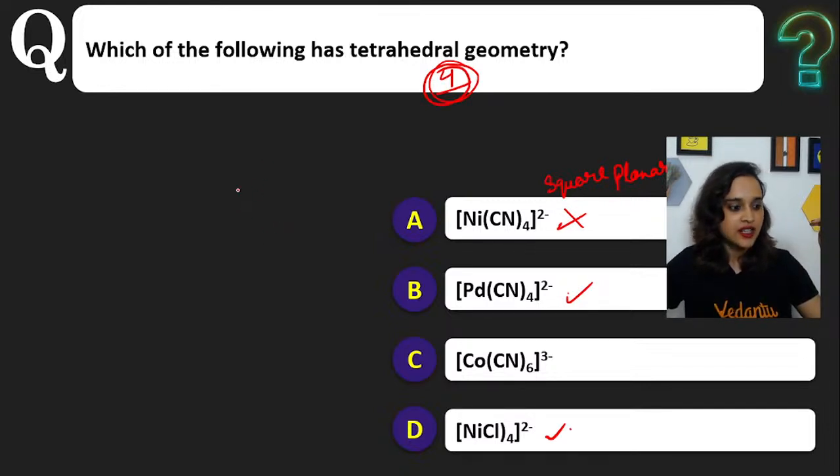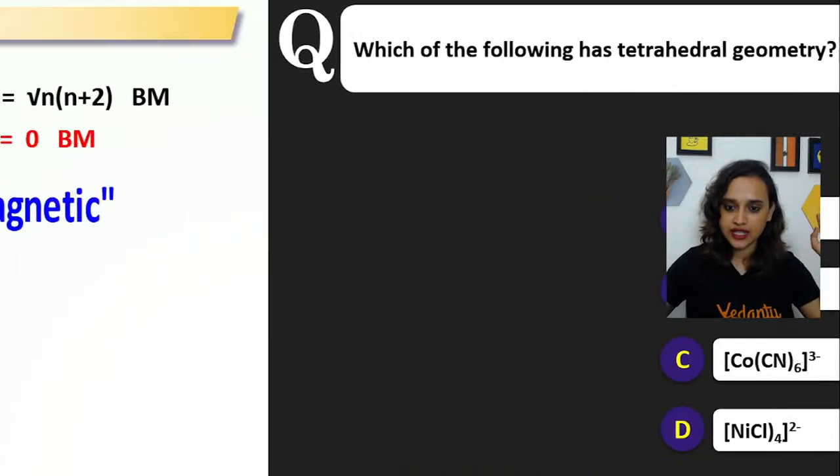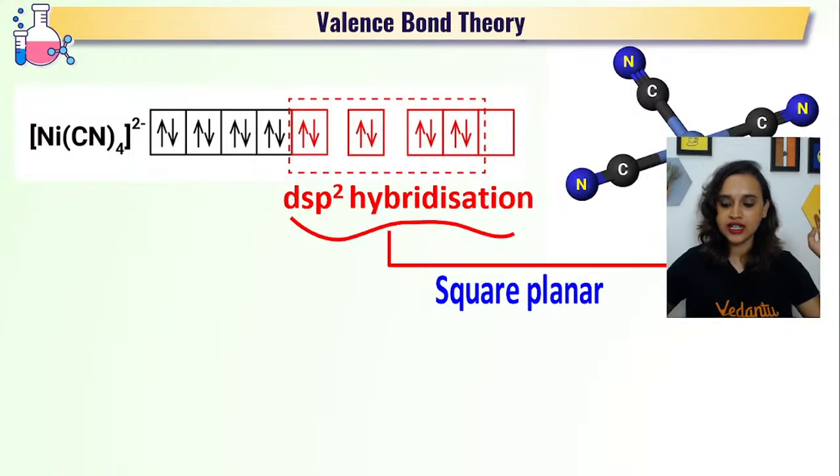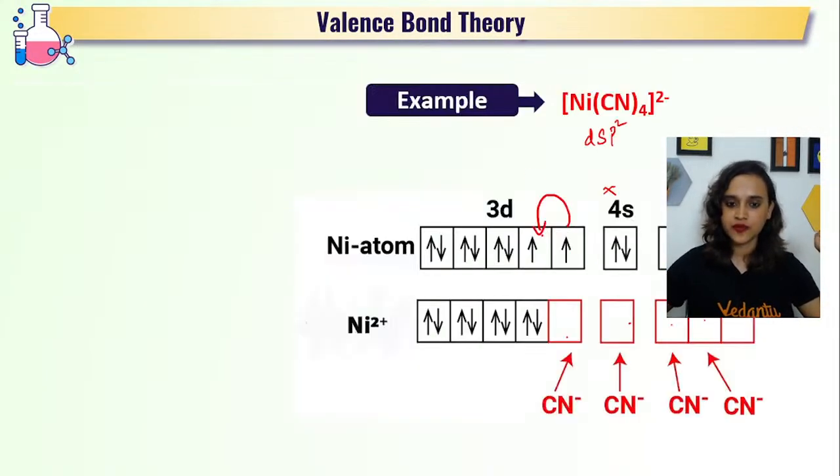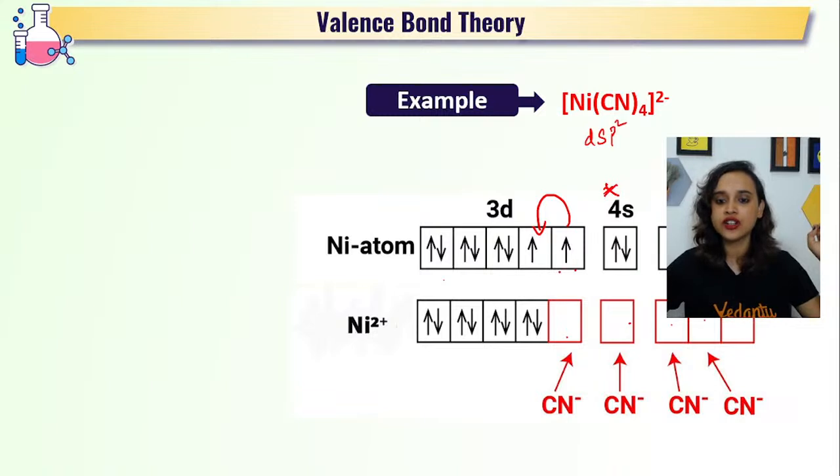D is the answer. First, the S block electron should be removed. Great. If I remove the S block, then what will I have? I will have it like this. I will not touch the D at all. I will only remove the S block.